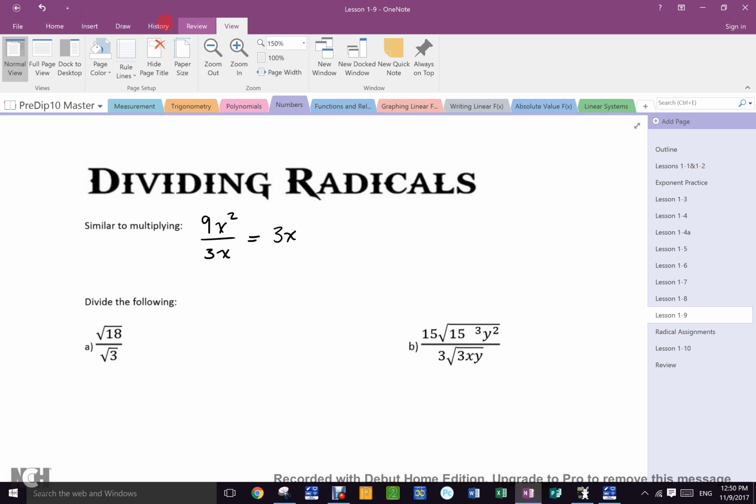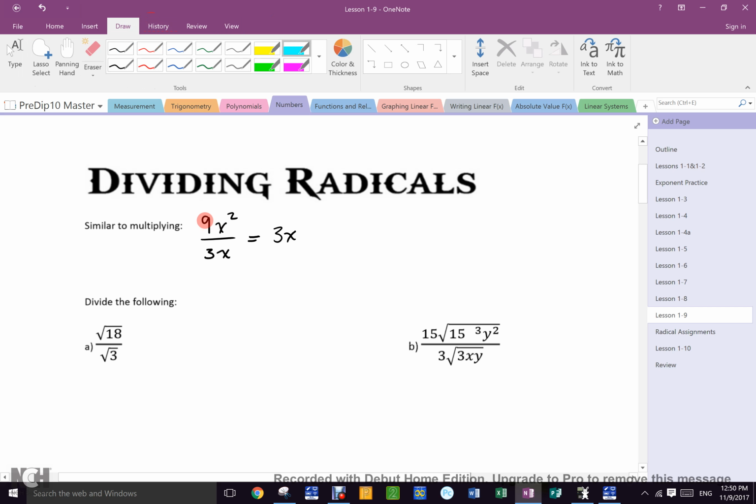3x. Why do we know that? Because we put the numbers with the numbers and the variables with the variables, right? All right. We also know that 9 root 3 times 3 root 4 is 27 root 12. Because we put the coefficients with the coefficients and we put the radicands with the radicands.